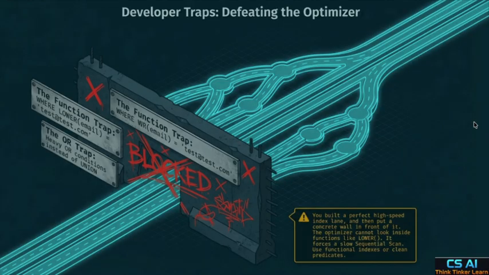Developers often accidentally defeat the optimizer. This is the function trap. If you have an index on email, but you write WHERE lower(email) = 'test@test.com', you have put a concrete wall in front of the high-speed lane. The optimizer cannot look inside the function, and it forces a slow sequential scan. To fix this, you must use functional indexes or keep the predicates clean.